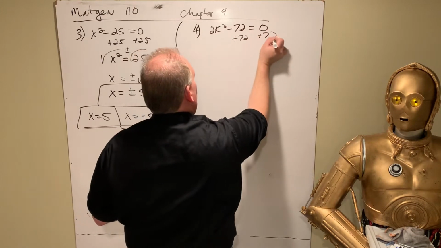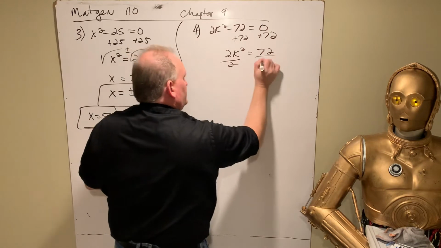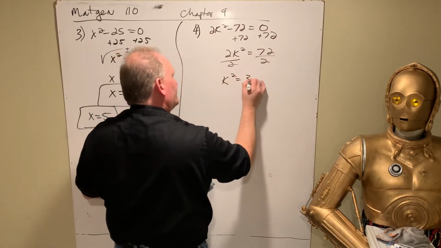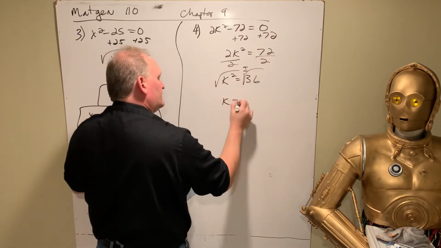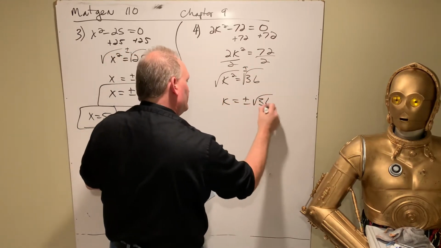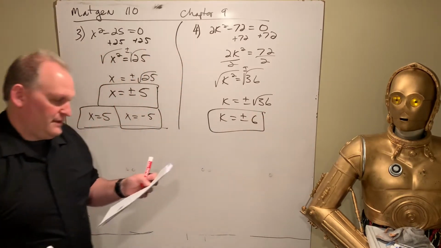So isolate the variable. Divide out the 2. And do the plus or minus square root. All right.